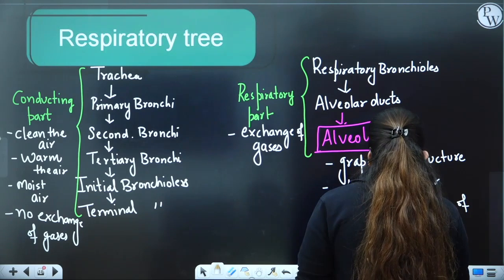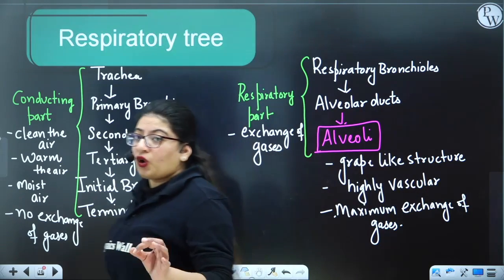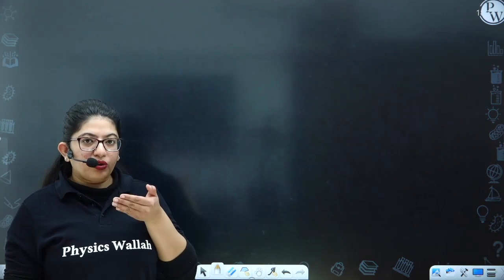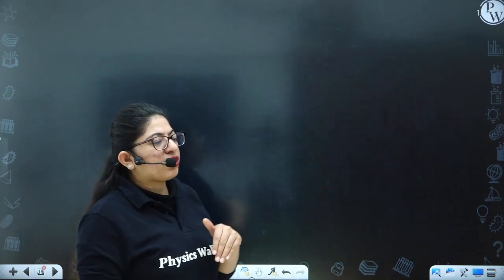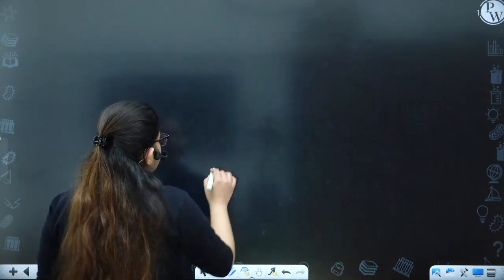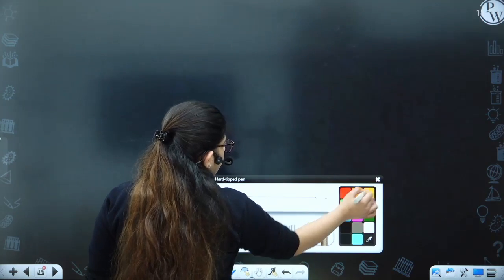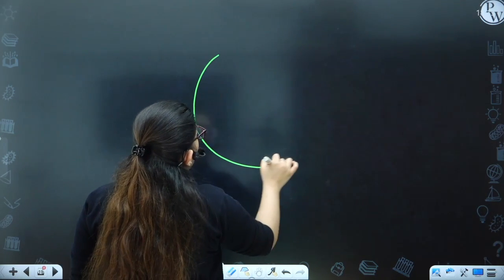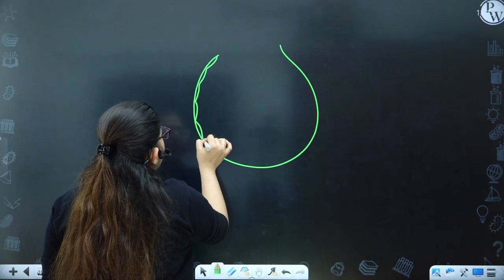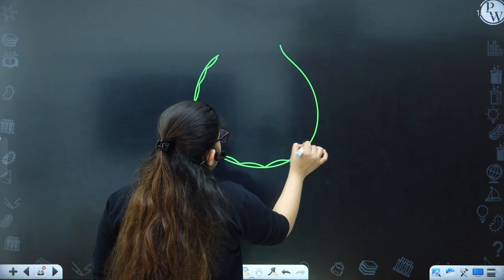Maximum exchange of gases. Let's draw the alveoli. All right. So as of now your air has entered from your nose, passing through trachea, bronchi, bronchioles, and it has entered into your alveoli. Now, how does the alveoli look? Alveoli is a very thin-walled, sac-like structure, grape-like, which is lined by a simple squamous epithelium.